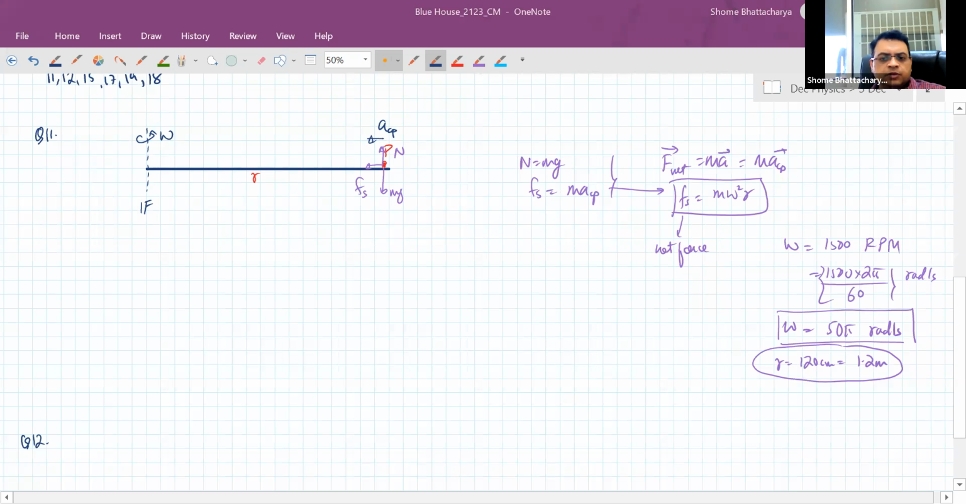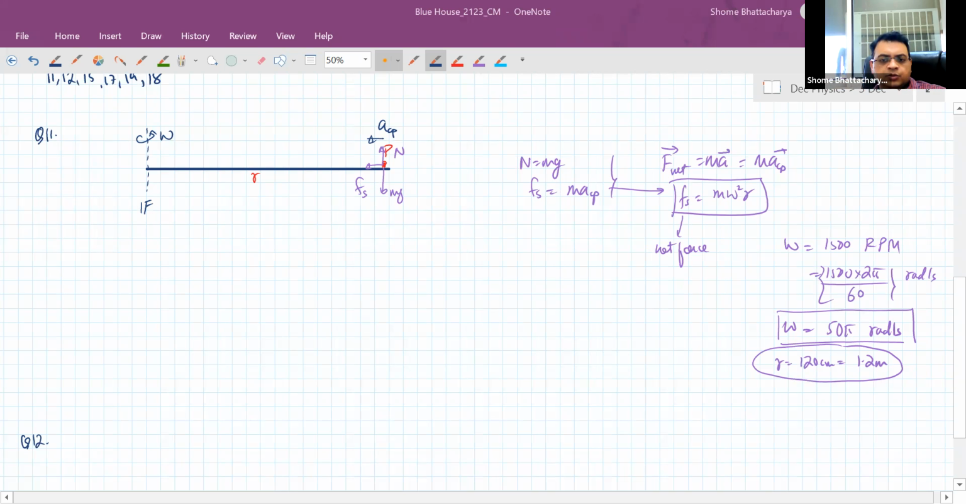Similar kind of situation, but now this time instead of a particle on the same blade of a fan, you have a mosquito which is sitting on a disc, an LP record disc which is rotating. Again, its rate of rotation is given in RPM, and the distance of the mosquito from the center of the turntable is given as 10 centimeters. So frictional coefficient has to be greater than this.